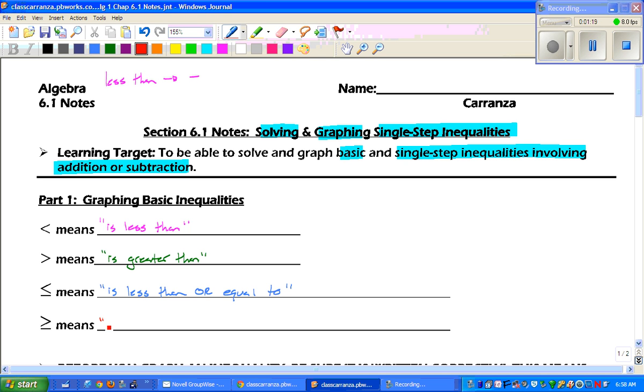All right, and the last one is greater than or equal to. Okay, it has to fill out both of those requirements.